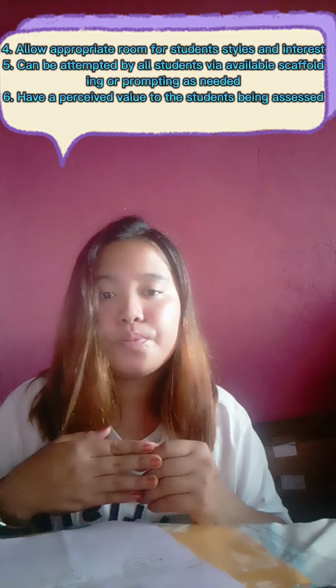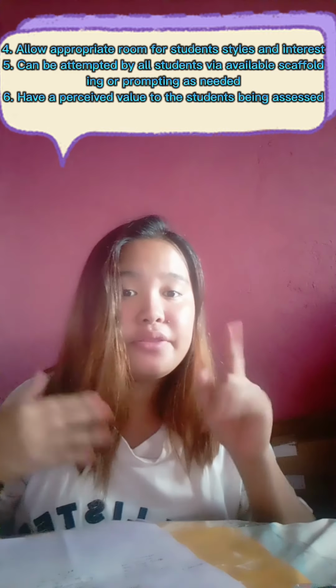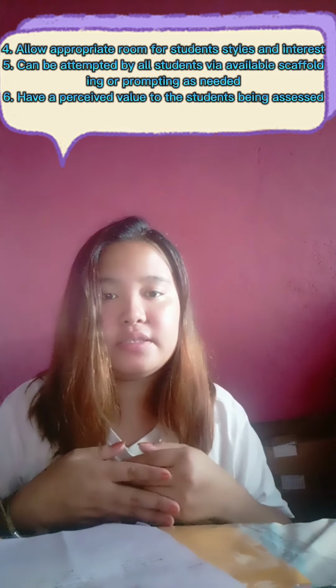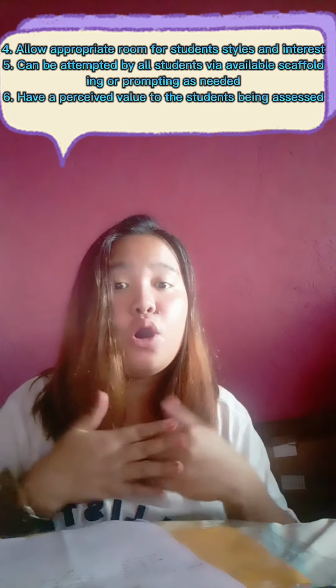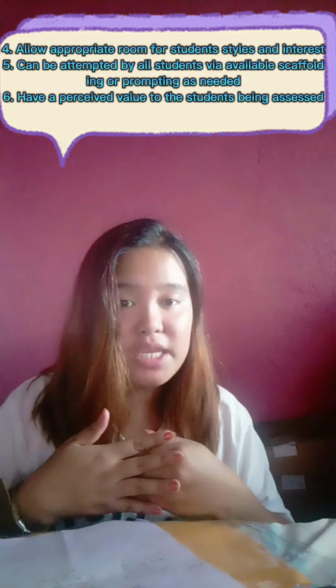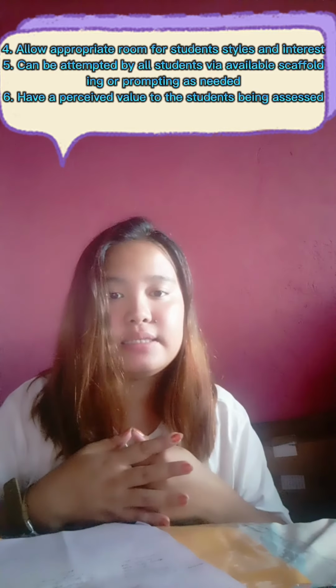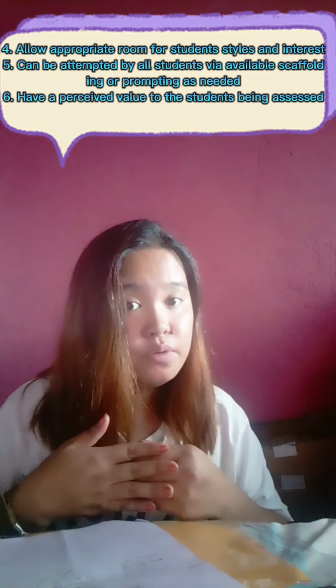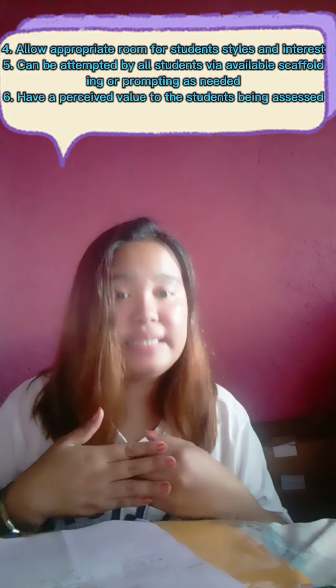Number 4 is to allow appropriate room for student styles and their interests. And number 5 is can be attempted by all students via available scaffolding or prompting as needed. And lastly is have perceived value to the student being assessed. Indeed, fairness is to focus assessment on what really matters and ensure that assessment is a valid indication of a student's competence.